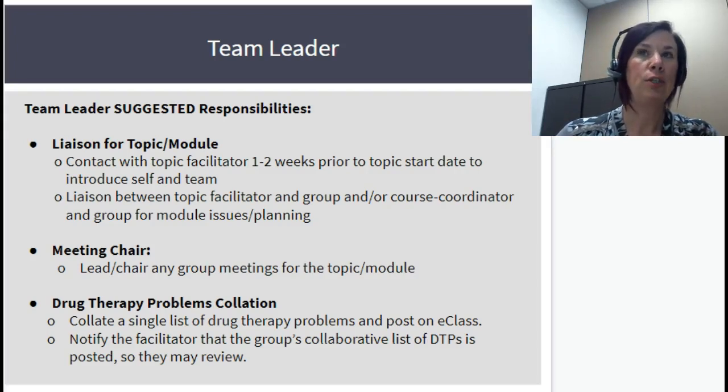They also are going to collate the single list of drug therapy problems and post them on eClass after all the students develop their own drug therapy problems. After collating the list, they can notify the facilitator that the group's list is posted so the facilitator can review.